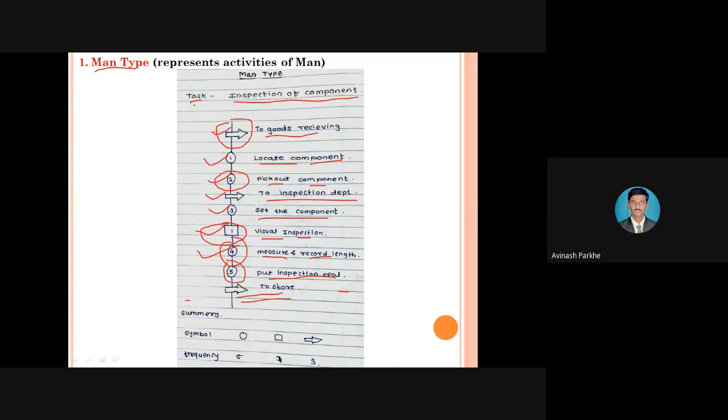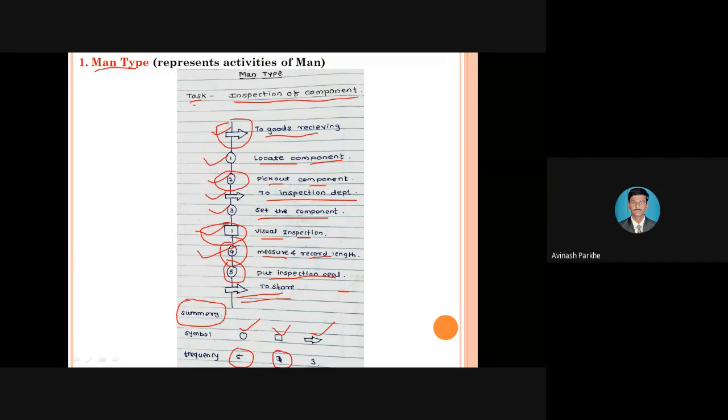And at the end you can see the summary is also represented. At the bottom side the summary is represented. So the first one is an operation, then second one is an inspection, and third one is a transportation. How many operations are performed by the man? That is 5 operations are performed on that particular job. How many times will inspection take place? Only 1 time inspection will take place.